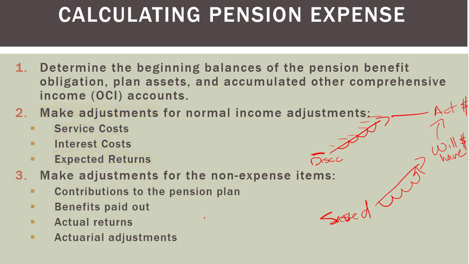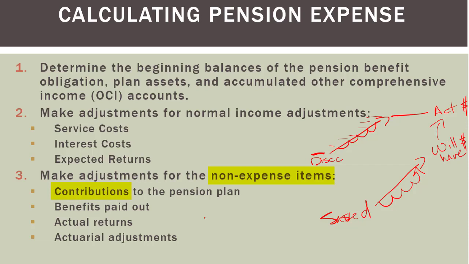In addition to these normal adjustments, we have a couple of non-expense items that don't affect pension expense, but do affect our obligation and our plan assets, cash, etc., and ultimately affect our pension journal entry. Yes, we're getting closer to that journal entry. The first thing we account for are the contributions that are being made to the plan.